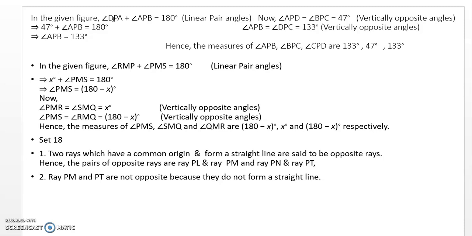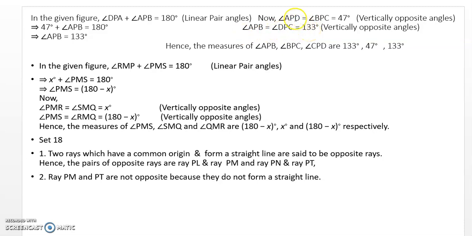Now see, I have written DPA, but you can write APD, no problem. APD and APB form a linear pair, so that is 180 degrees. From APD, which is given as 47, you can find APB. That is 180 minus 47, so that is 133 degrees. Now the other side: APB and DPC are the same, because they are vertically opposite angles.